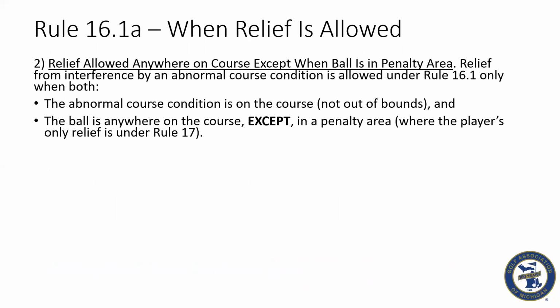All right, so we can take relief from these abnormal course conditions anywhere on the course except when it's in a penalty area. If we're in a penalty area, we're going to use penalty area relief procedures. But we have to have both of these conditions. The abnormal course condition needs to be on the course, so not out of bounds. So if the temporary water is in an area that's out of bounds, the player will not get relief from that if it's in their stance. And then the ball must be anywhere on the course except in the penalty area.